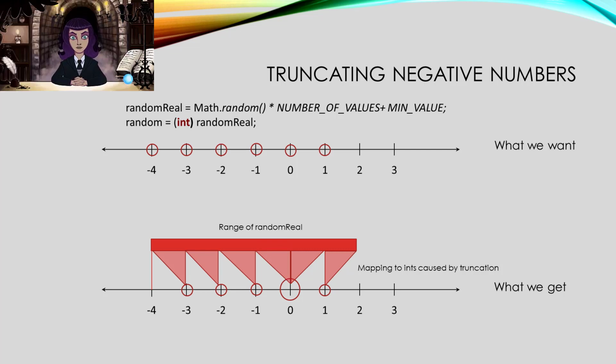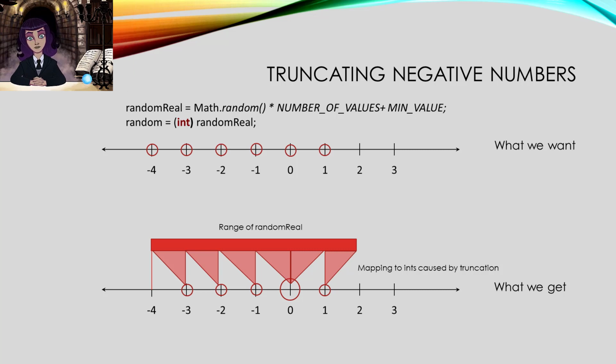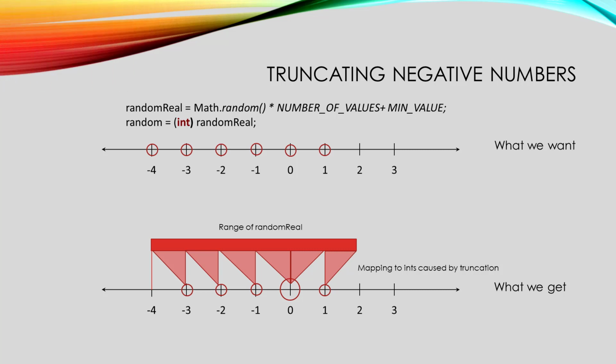Wait, that's bad. Truncating everything from 0 to almost 1 already has given us zeros. Now we have twice as many zeros as we want. Yep, there's the problem. Since the truncation is going in the opposite direction when we switch from positive to negative, twice as many things get mapped to 0. We won't get the number of -4s we want, and we'll get way too many zeros. That won't do.